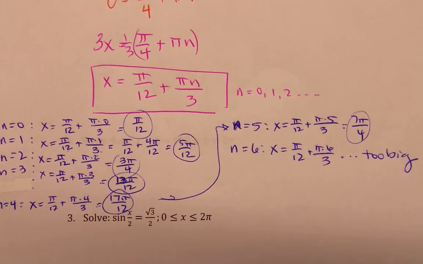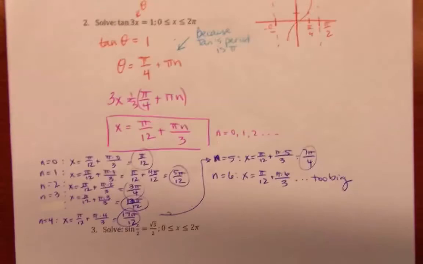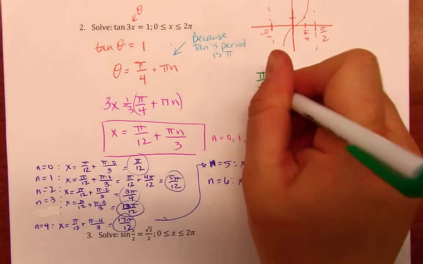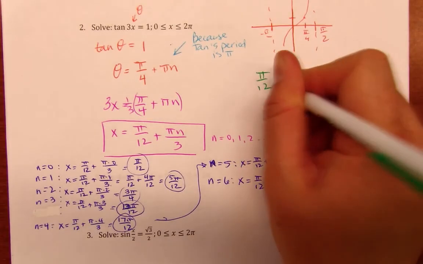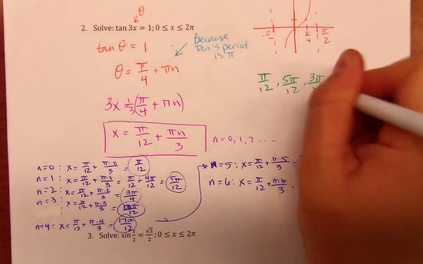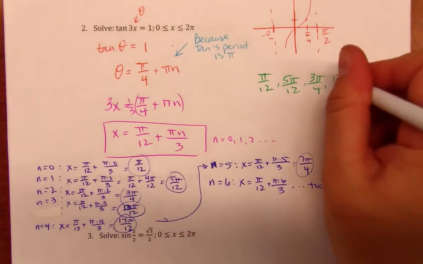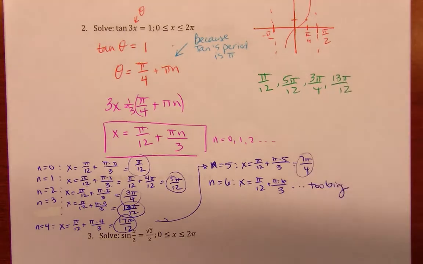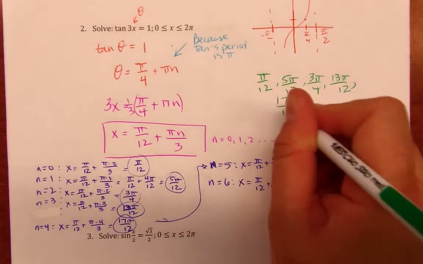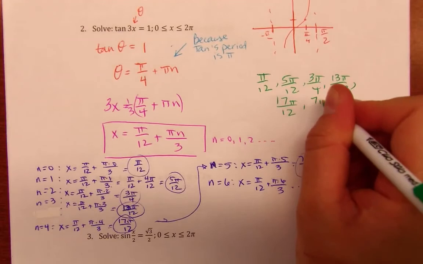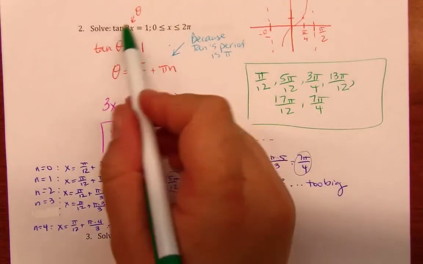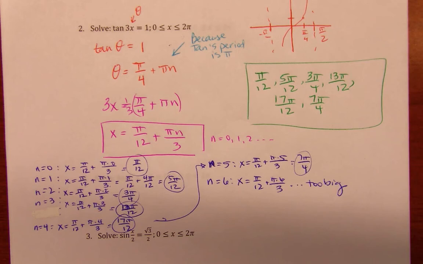So then what that means is our answers are pi over 12, 5 pi over 12, 3 pi over 4, 13 pi over 12, 17 pi over 12, and 7 pi over 4. From 0 to 2 pi, those are all the spots where tangent equals 1.